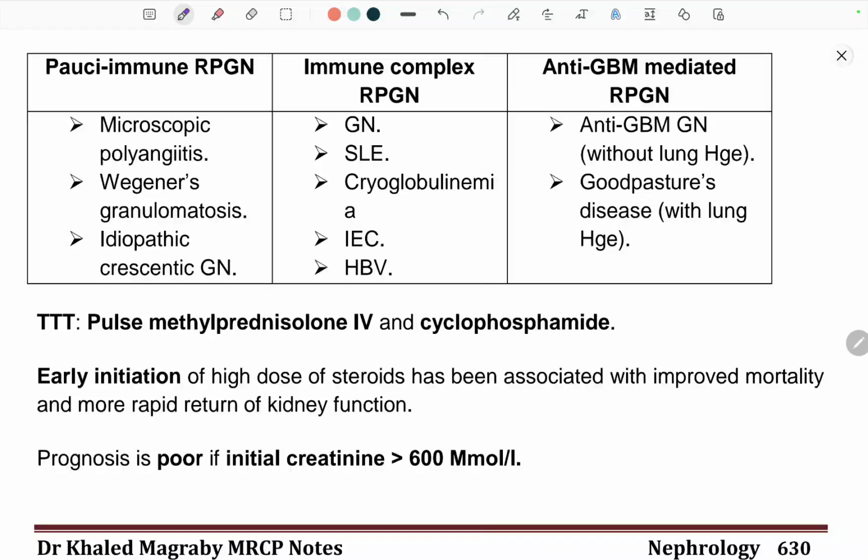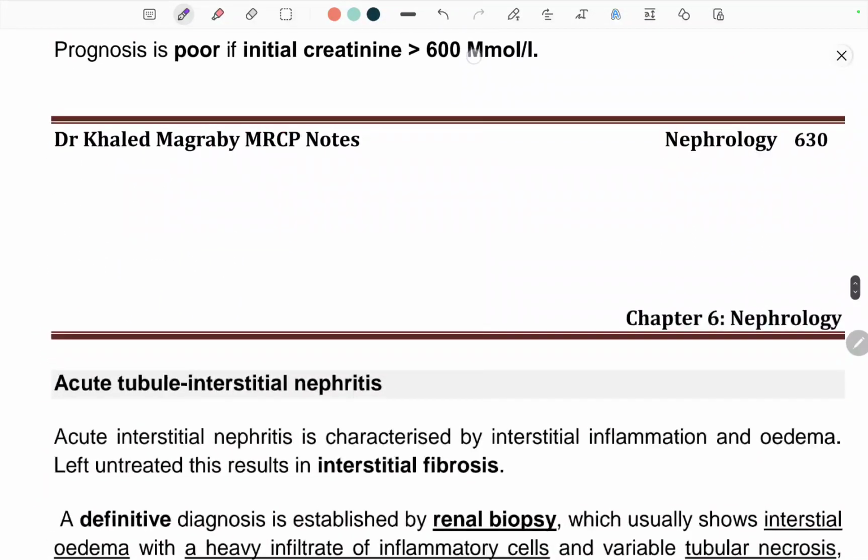Pulse methylprednisolone IV and cyclophosphamide is the treatment. Early initiation of high dose steroid has been associated with improved mortality and more rapid return of kidney function. Prognosis is poor if the initial creatinine is more than 600 micromol per liter.